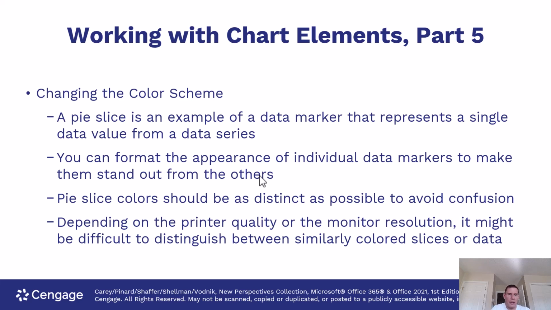Changing the color scheme. So a pie slice is an example of a data marker that represents a single data value from a data series. You can format the appearance of individual data markers to make them stand out from the others. Pie slice colors should be as distinct as possible to avoid confusion. Depending on the printer quality or the monitor resolution, it might be difficult to distinguish between similarly coded or colored slices or data.